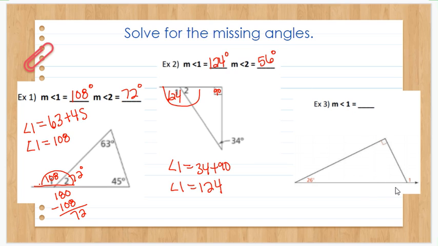All right, let's try one more. Example 3. Try this one by yourself. You're finding angle 1, which is your exterior angle. Press play and check your answer with me.